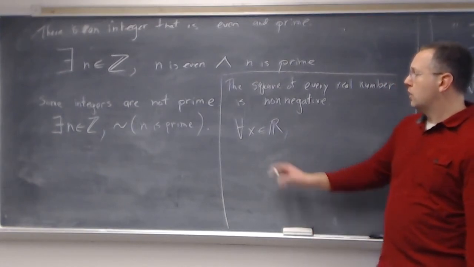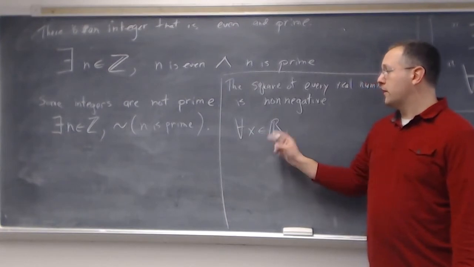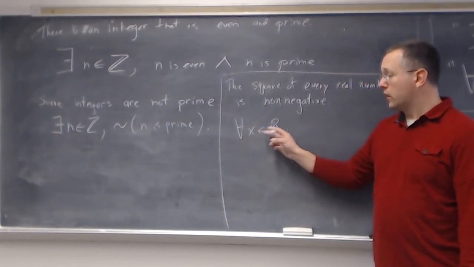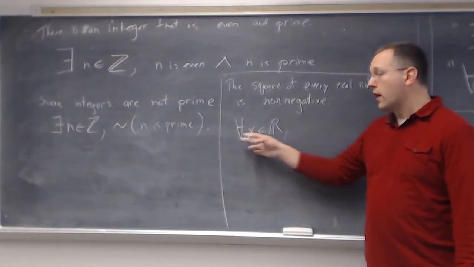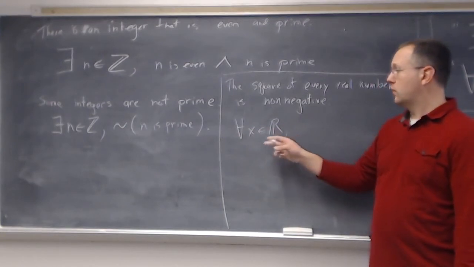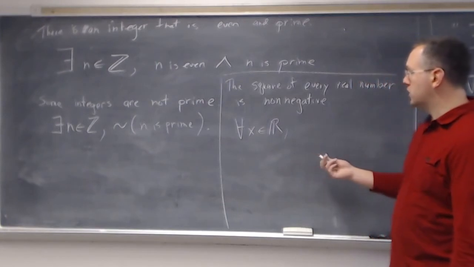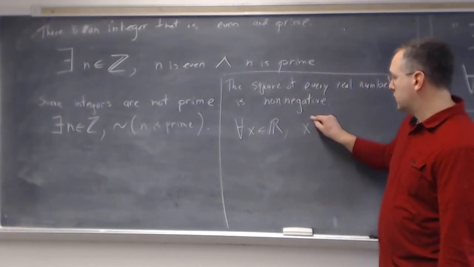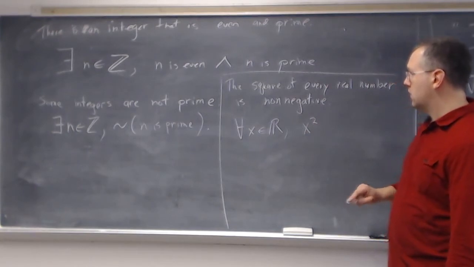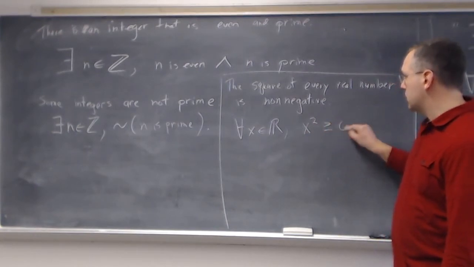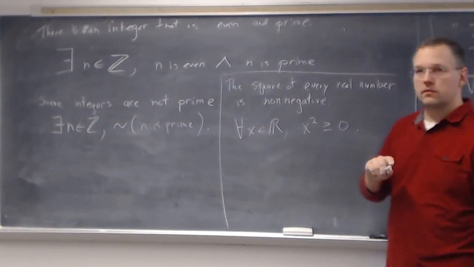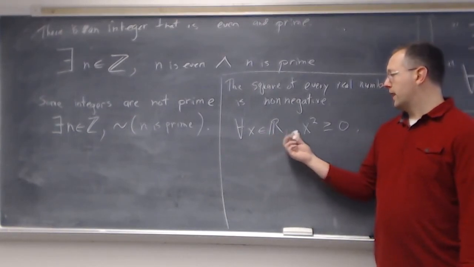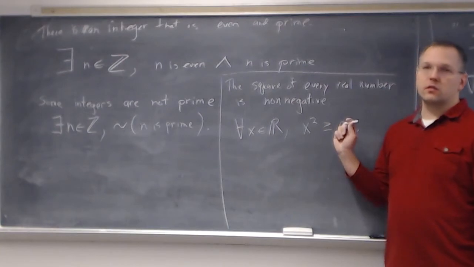So this statement right here means for every real number x, what is true about that x? The square, x squared, the square of x, greater than or equal to zero. Excellent. So for every real number x, x squared is greater than or equal to zero.